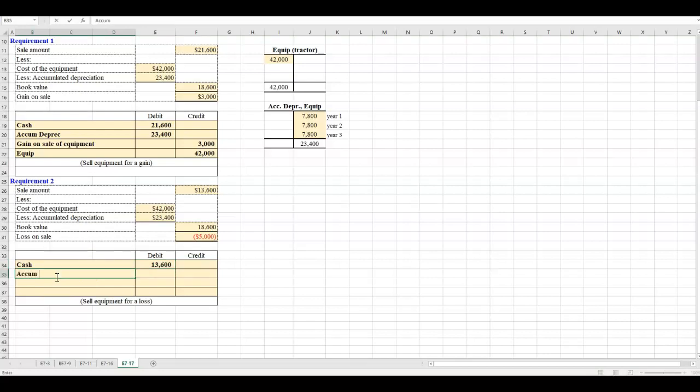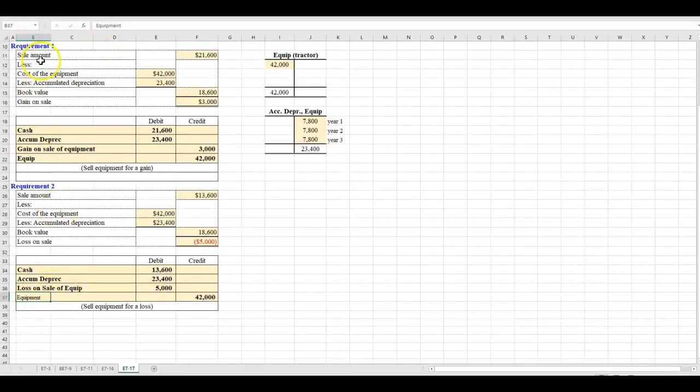I still need to close out my accumulated depreciation account by debiting it $23,400. I still need to close my equipment account by crediting it $42,000. But I have a loss. If you look at the total here, it is $37,000. My total credit is $42,000. I need a debit of $5,000. This is called loss on sale of equipment. It's like an expense, so it would be a debit. And my formatting's off on that, so let's fix the formatting. There we go.